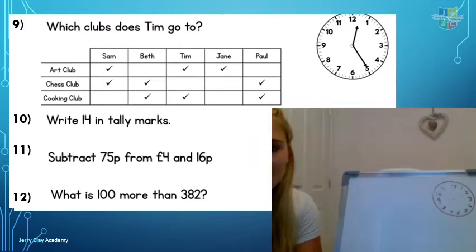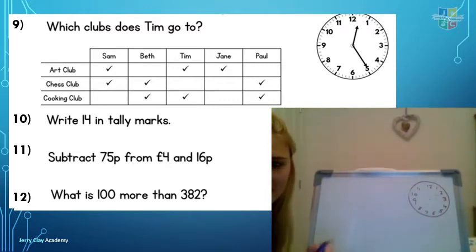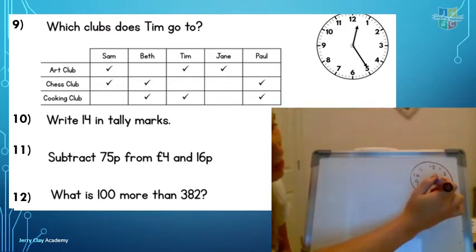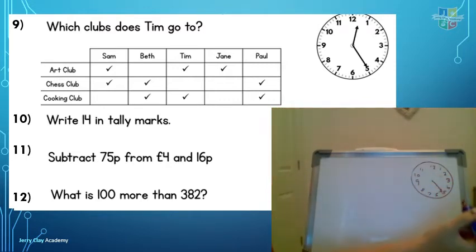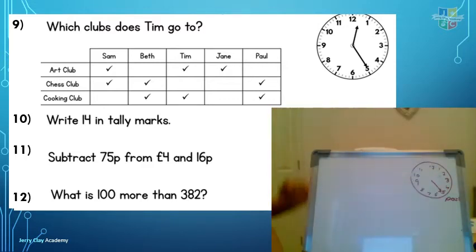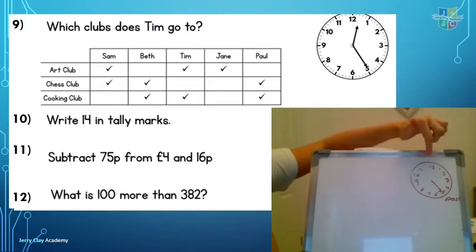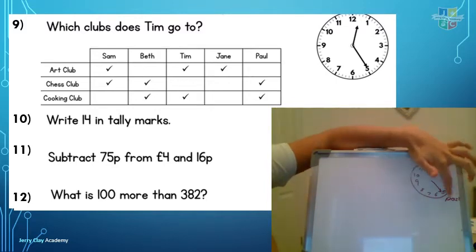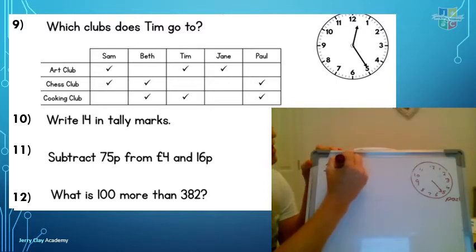Okay, we're going to start off looking at the minute hand. Now my minute hand is pointing to the 5 because that is the longest hand. I know that is on the past side of the clock. So if I count that up, because it's on a full number, we can count up in 5s. 5, 10, 15, 20, 25 minutes.